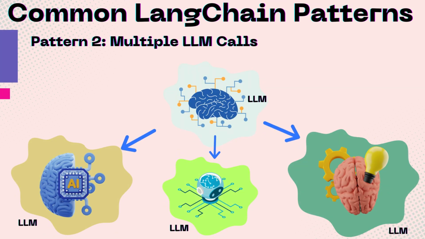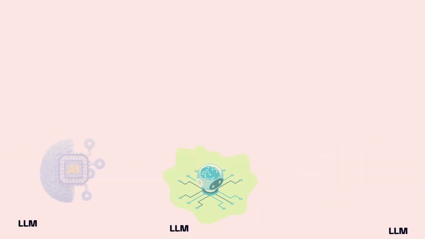So the second pattern, I call it multiple LLM calls. Sometimes a single LLM call may not be sufficient to achieve your desired outcome. And LangChain allows you to have multiple calls to your large language models. This is particularly useful for tasks like summarizing large documents or generating creative content.